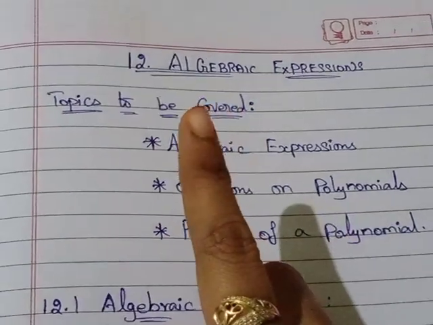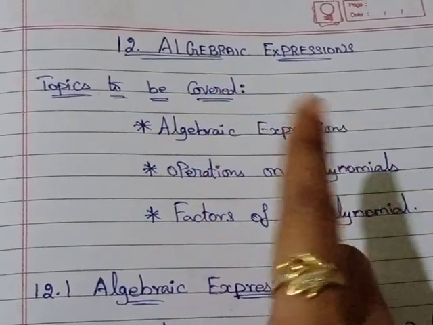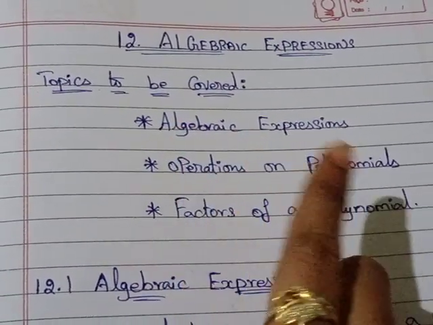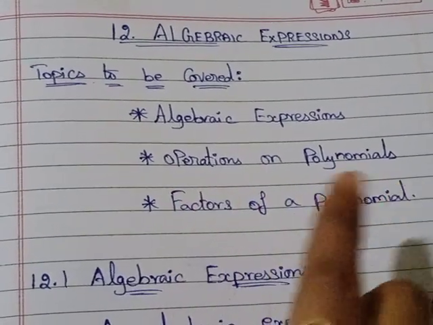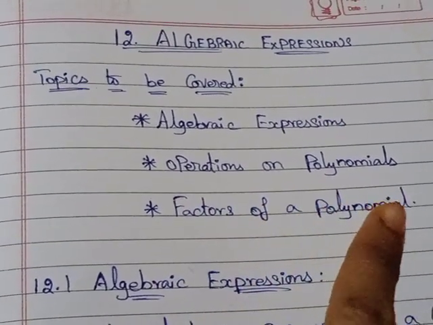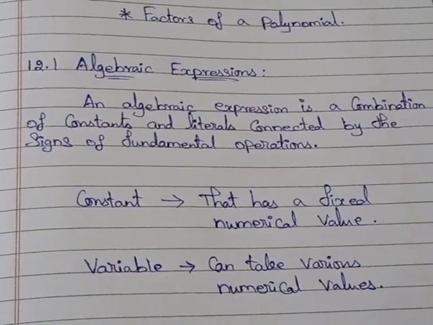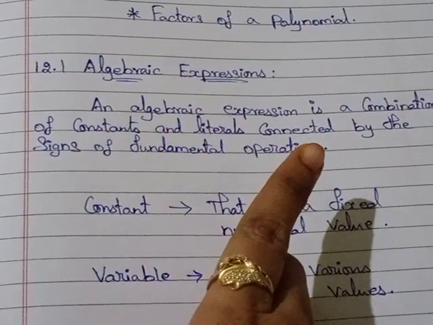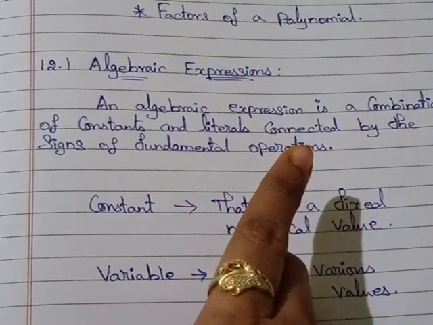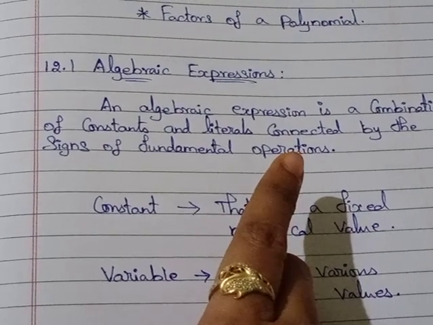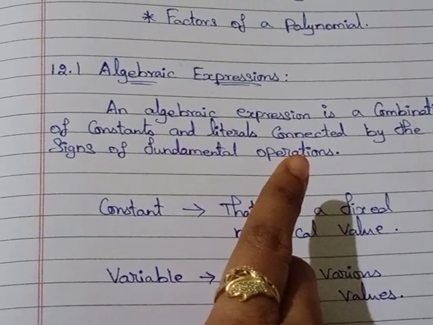Next chapter is the 12th chapter, algebraic expressions. Topics to be covered: algebraic expression, operations on polynomials, factors of a polynomial. First topic, algebraic expressions. Let us first review what you learned about algebraic expressions in the previous classes.